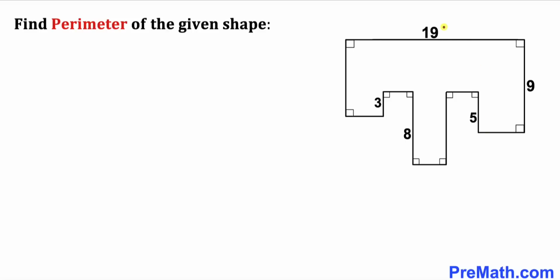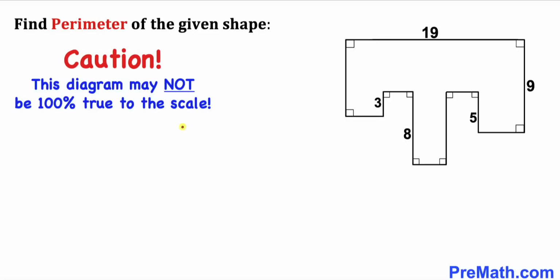In this video, we have got this T shape as you can see in this diagram, such that its horizontal length is 19 units, whereas its vertical lengths are 3, 8, 5, and 9 respectively. Now we are going to calculate the perimeter of this given shape.